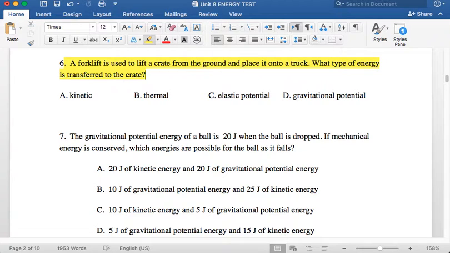Number 6. A forklift is used to lift a crate from the ground and place it onto a truck. What type of energy is transferred to the crate? A. Kinetic. B. Thermal. C. Elastic potential. D. Gravitational potential.